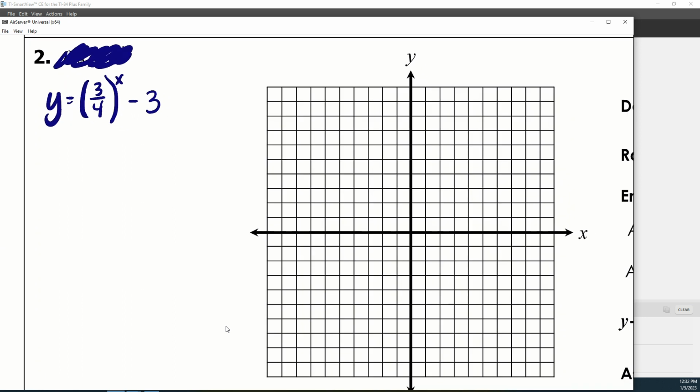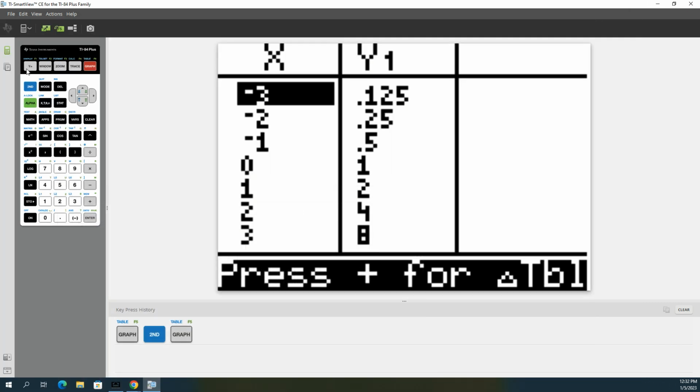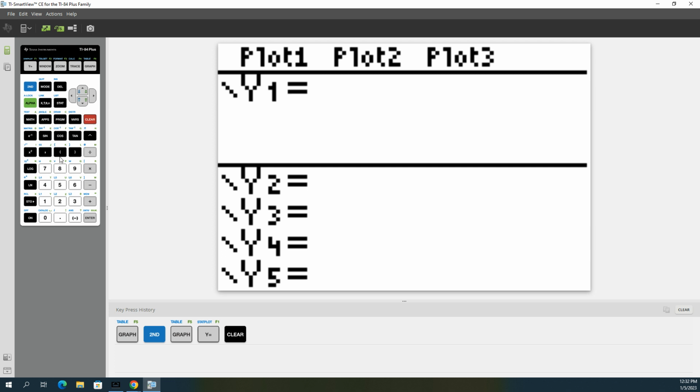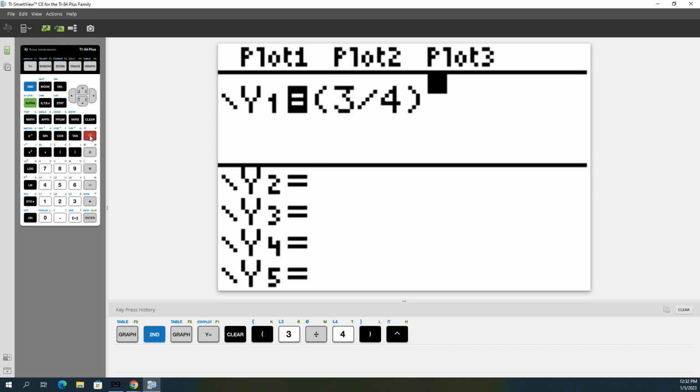All right, so let's type that in. Okay, so y equals, we're going to clear it out. Now, instead of doing 3/4 like a fraction, it's going to be better for us if we just do 3 divided by 4. I promise it's going to be better, because your table will be a bunch of fractions if you do the alpha y equals.